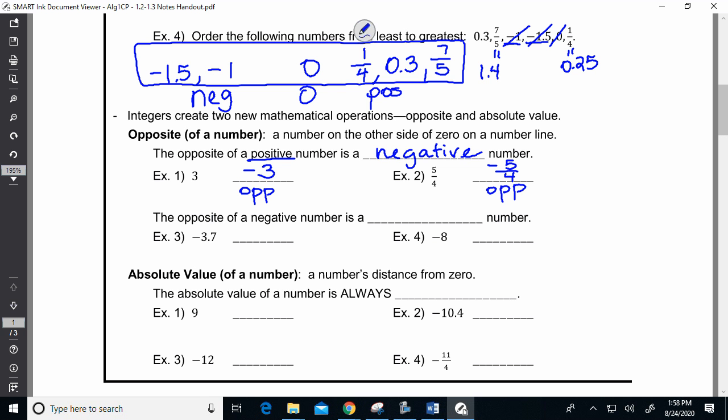And then the opposite is true. The opposite of a negative number is a positive number. So the opposite of negative 3.7 would be positive 3.7. Now, you don't have to put the plus sign. If you just wrote it as 3.7, that still means positive. The opposite of negative 8 would be positive 8. Again, you don't have to put the plus sign in the middle. It's not attached to anything else.